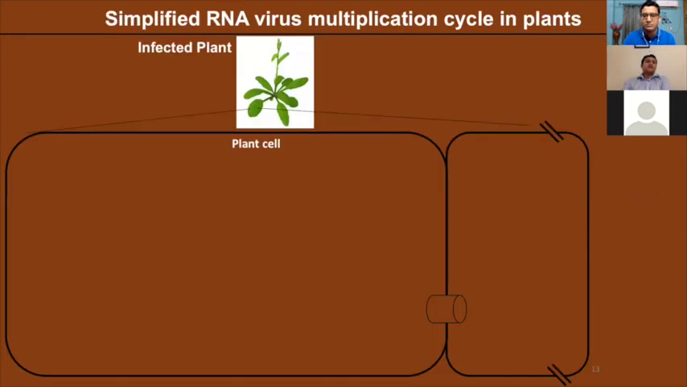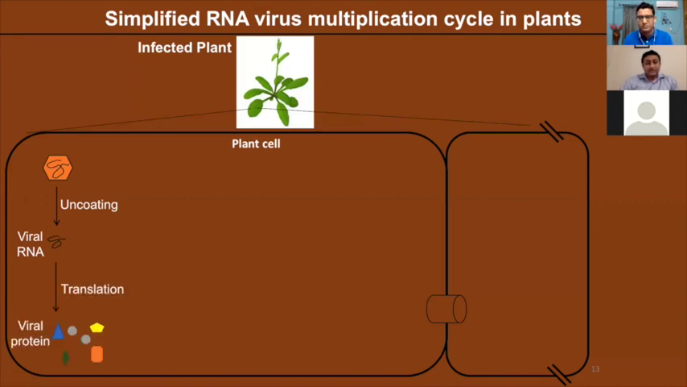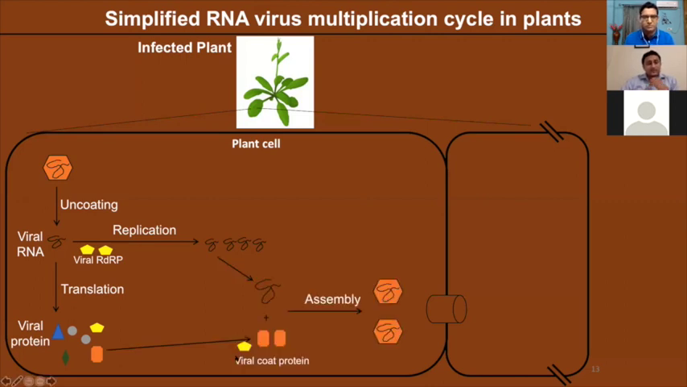Let's get a little better view of the plant RNA virus multiplication cycle. When a virus infects a plant, the first thing it does is release its viral RNA. This viral RNA is then translated into proteins. Some of these proteins are then used to make multiple copies of the viral RNA. Once multiple copies are formed, some of this viral RNA, in association with the viral coat protein, assembles to form new virus particles. So this is basically how the virus is multiplying itself.